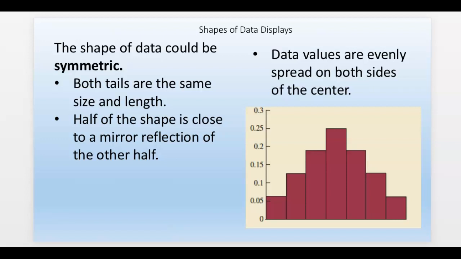Now, the shape of data could be symmetric, and we've looked at that. Both tails are the same size and length. Half of the data is close to a mere reflection of the other half. The data are evenly spread on both sides of the center. You see how this is symmetric? Both sides look the same.